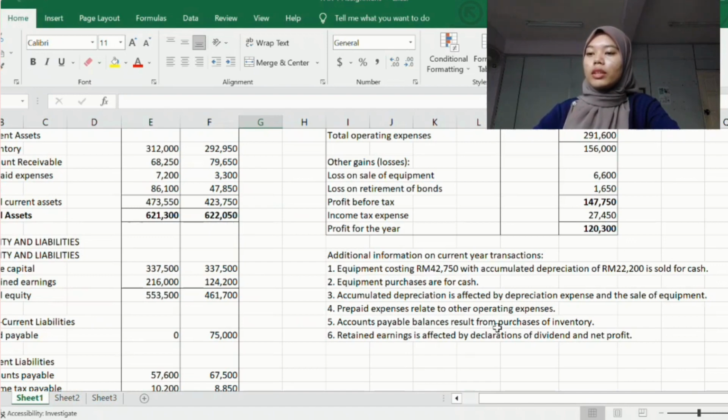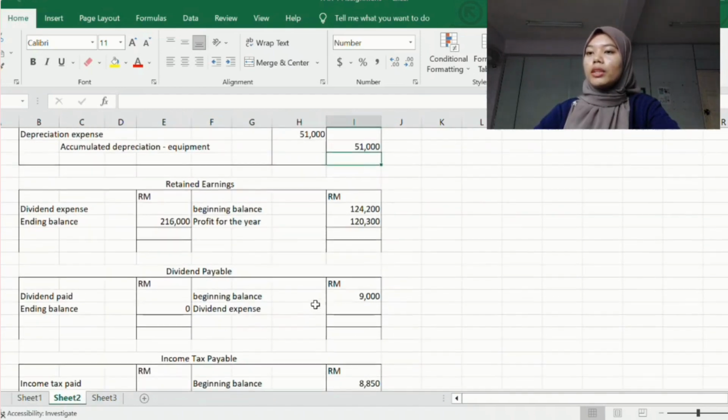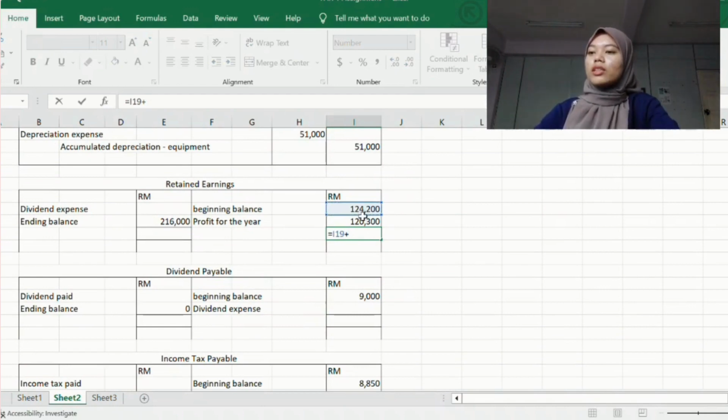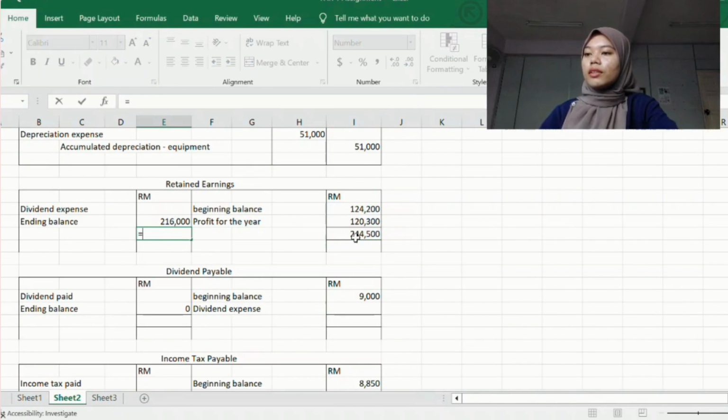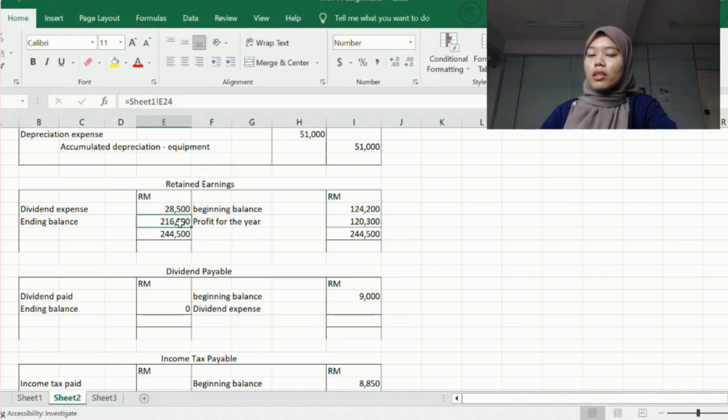Retained earnings is affected by declaration of dividend and net profit. So to get the declaration of dividend, we need to open the retained earnings account. The beginning balance is on the credit side and the profit of the year is also on the credit side. So we just sum up the balance. To get the dividend expense for the year, we minus the ending balance from the sum we got earlier.